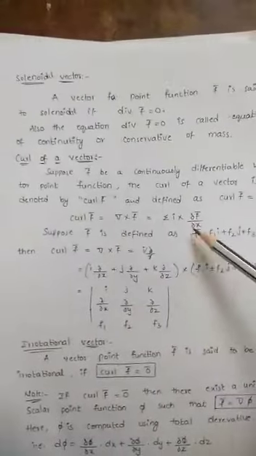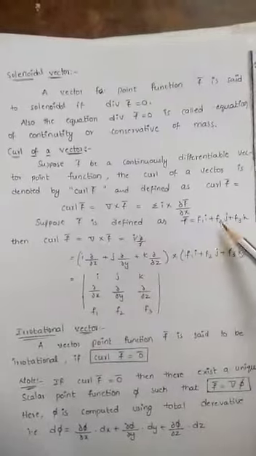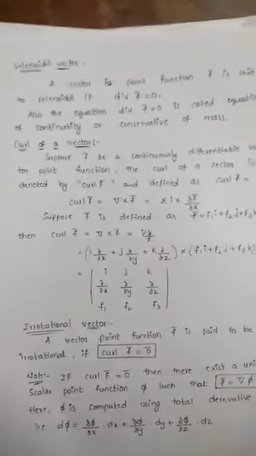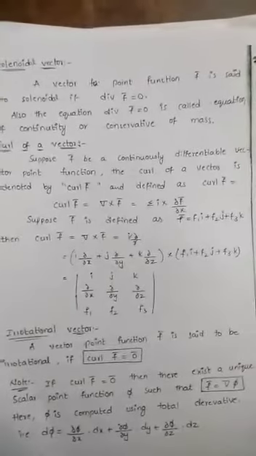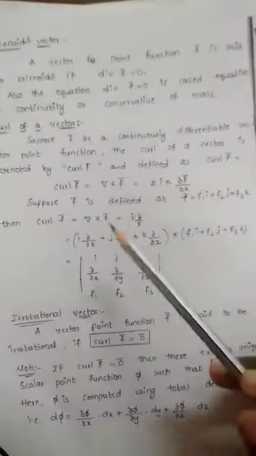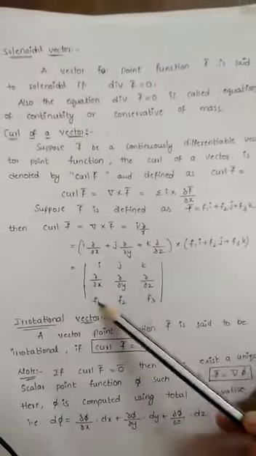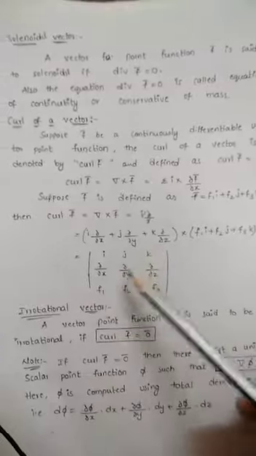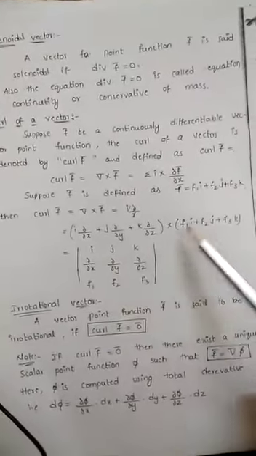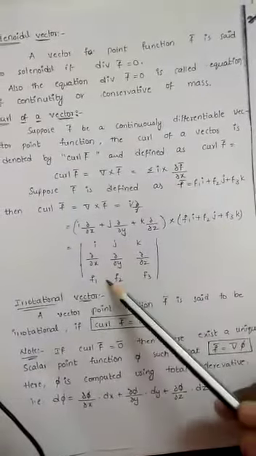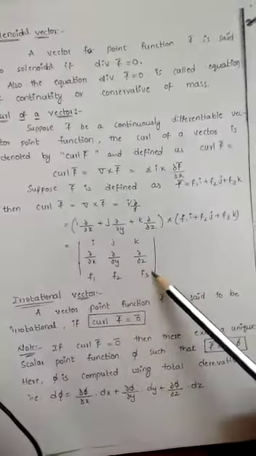Suppose f bar is defined as given. To find the solution for curl f bar for a given vector point function, we have to find the determinant. So that is del cross f bar. The determinant must have the first row as i, j, k, the second row as dou by dou x, dou by dou y, dou by dou z. In the third row, the i, j, k coefficients are f1, f2, f3.